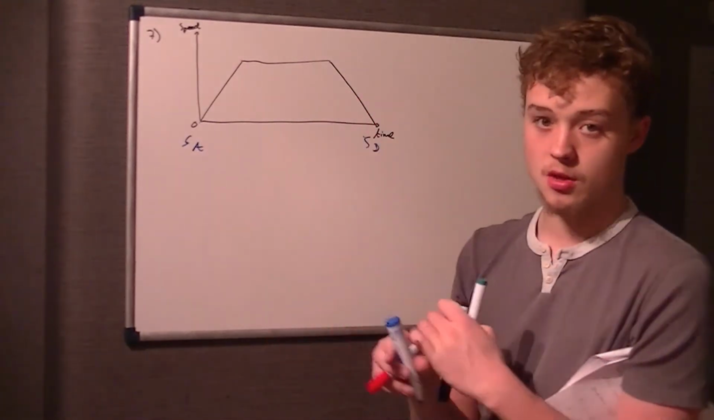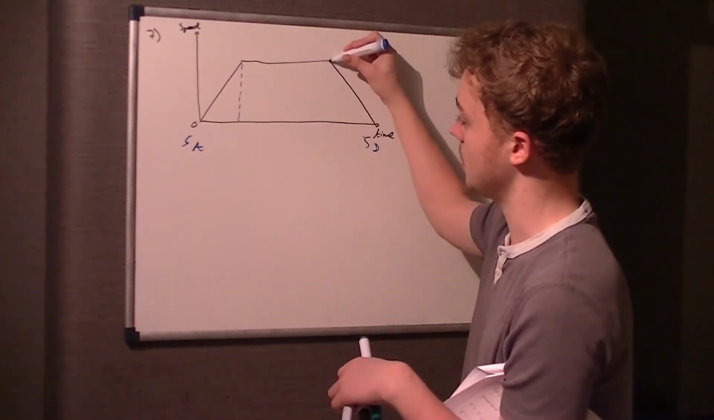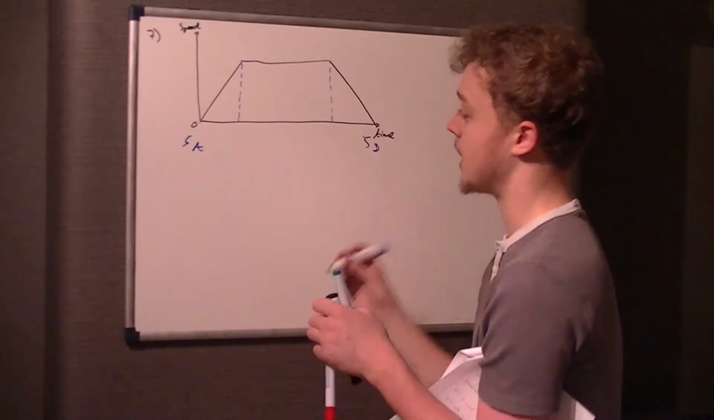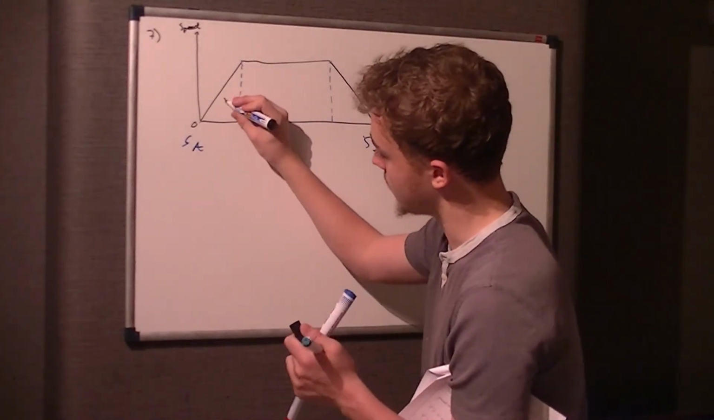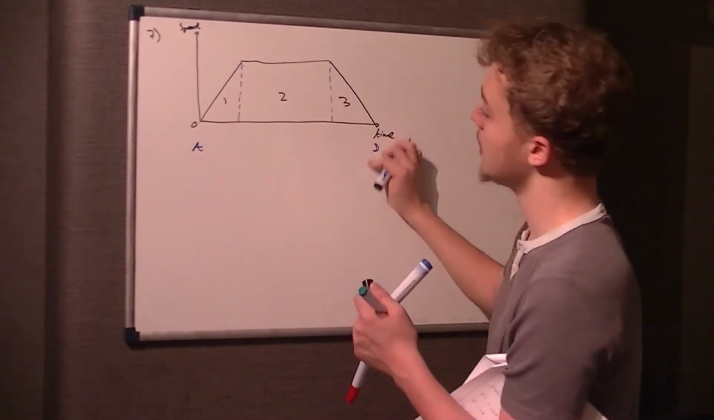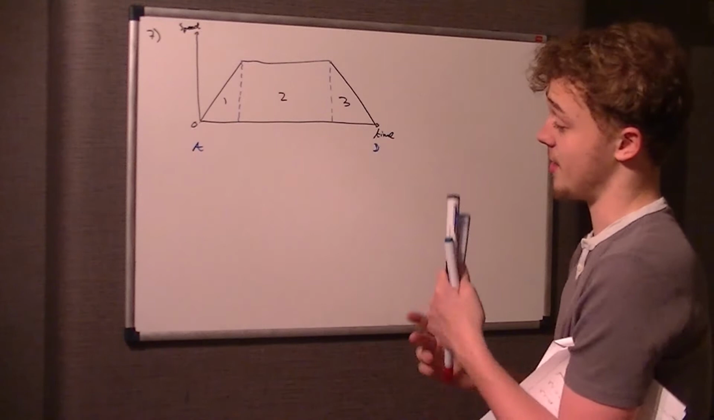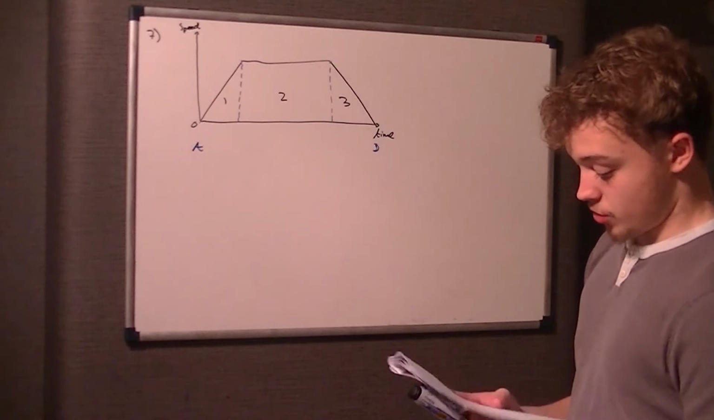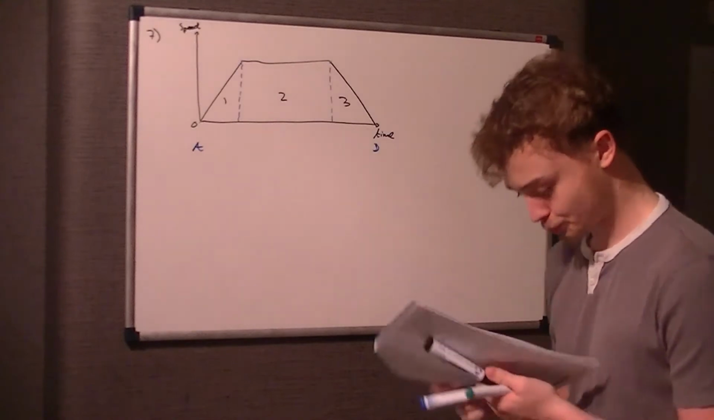What I'm going to do is split this up into 3 sections. The first section is where it's accelerating, the second section is where it's at a constant speed, and the third section is where it's decelerating. I'm going to call these section 1, section 2, and section 3. Obviously you could also just call them point A and point B. So section 1 is increasing in speed, section 2 is constant, and section 3 is deceleration. That's all you really needed to draw. Mine isn't perfect, but this has to be perfectly level.